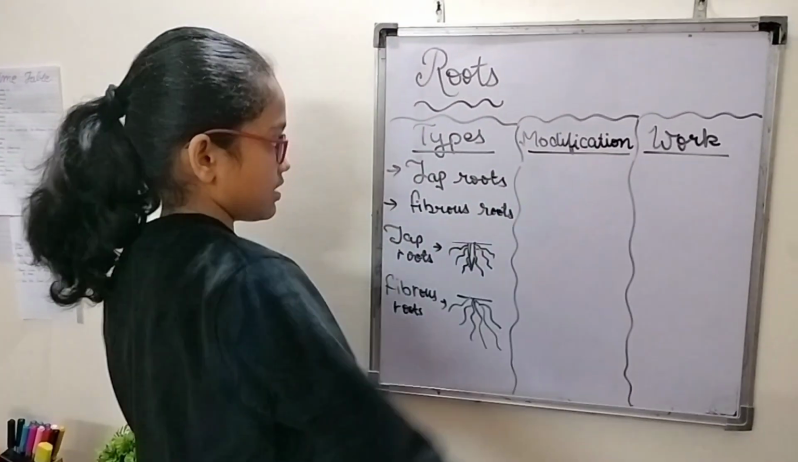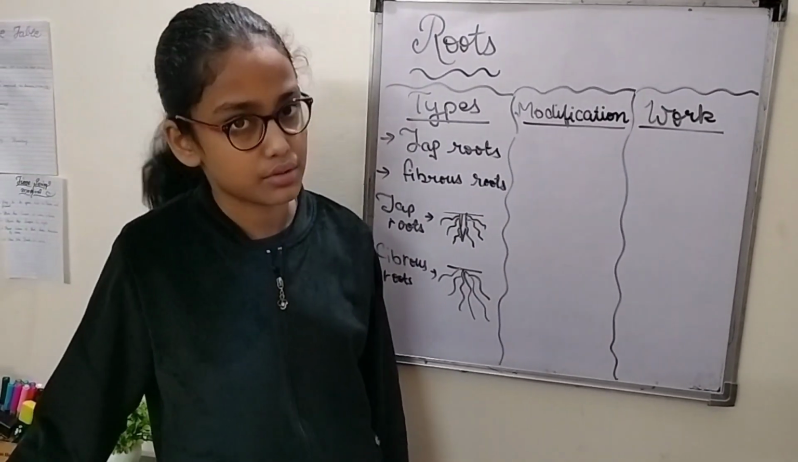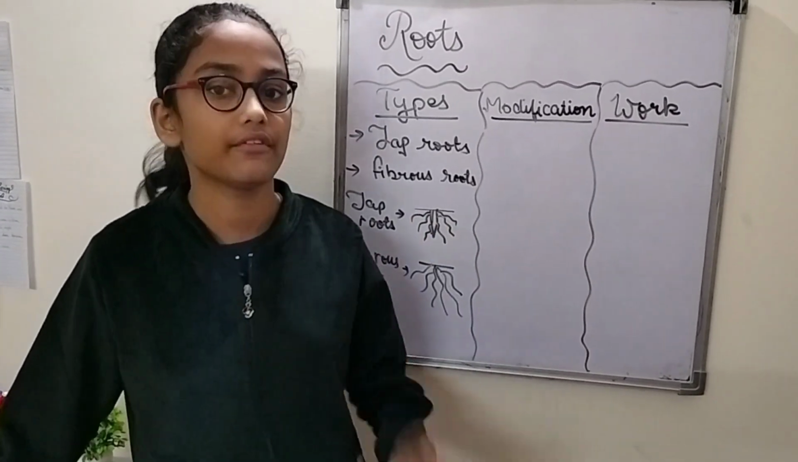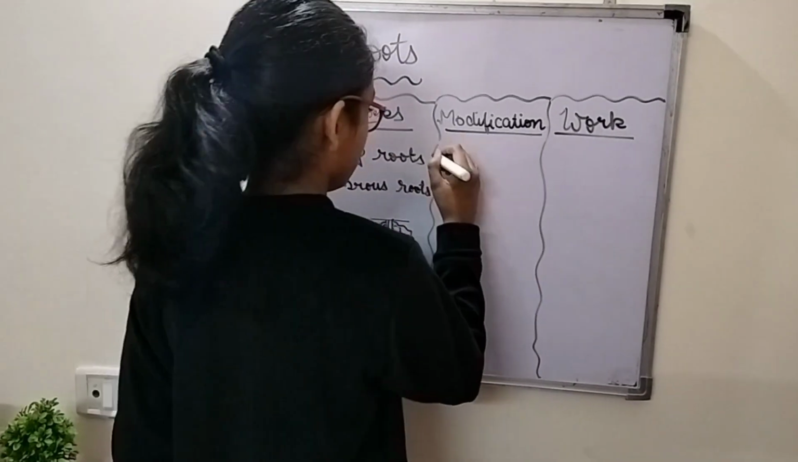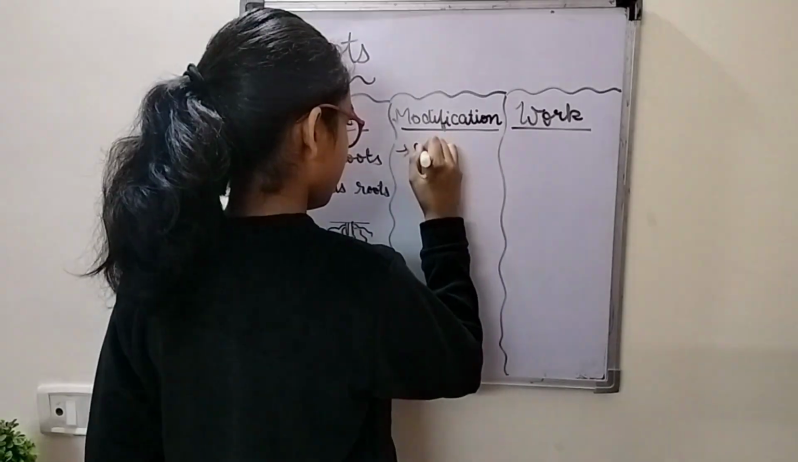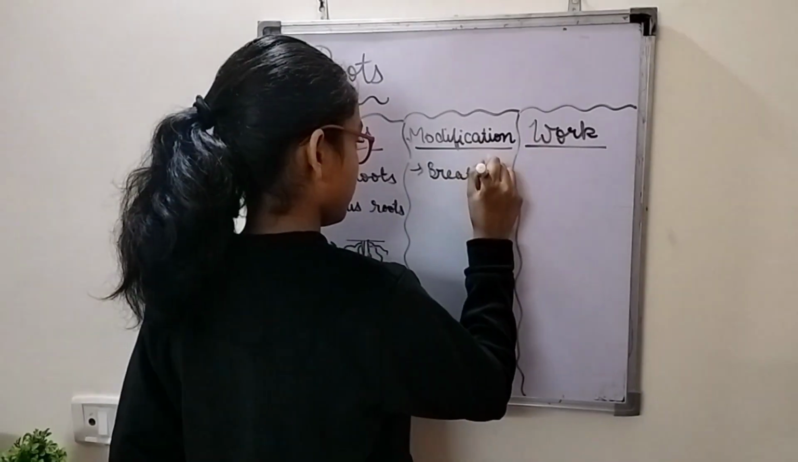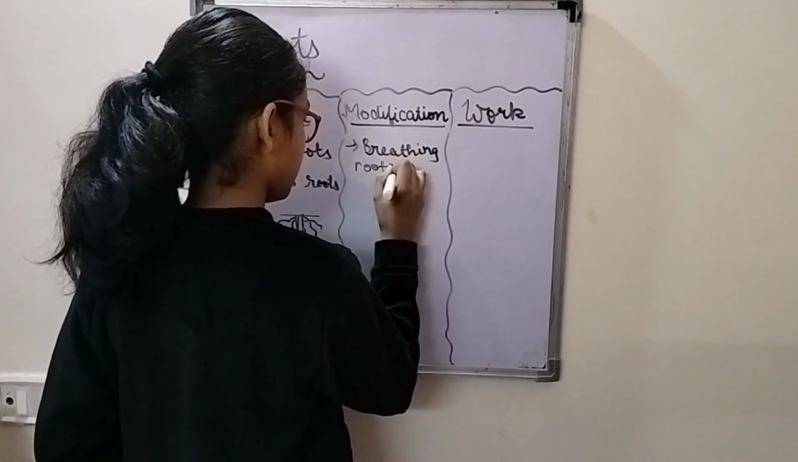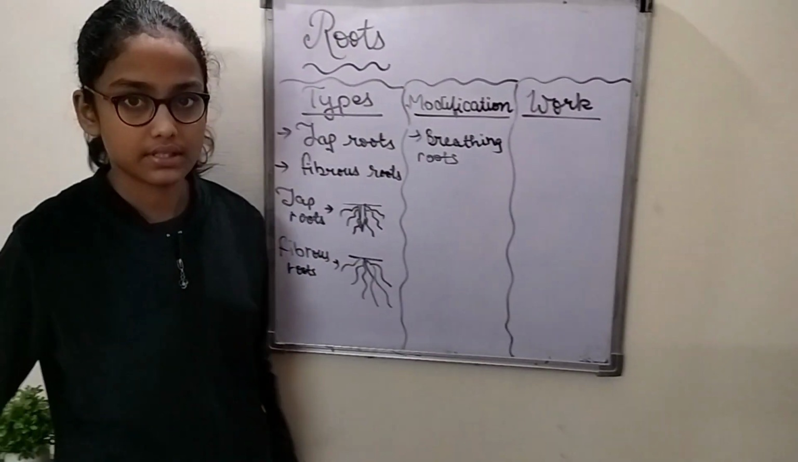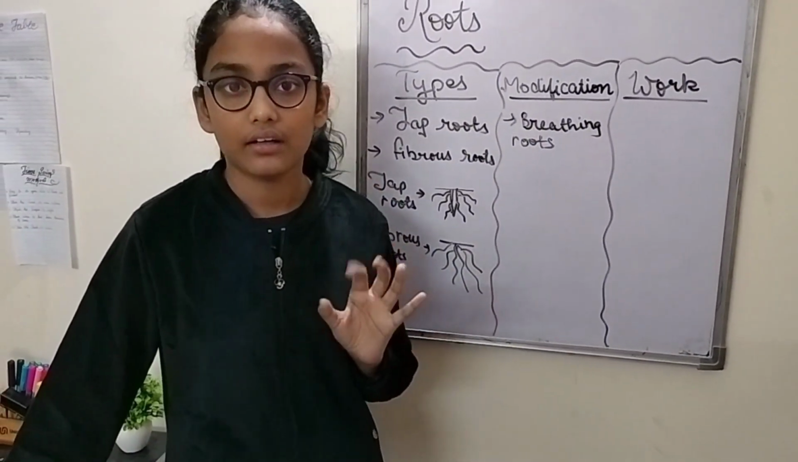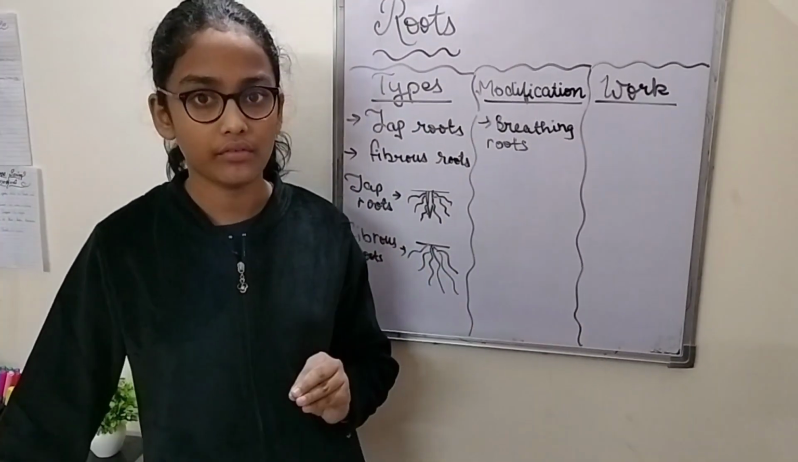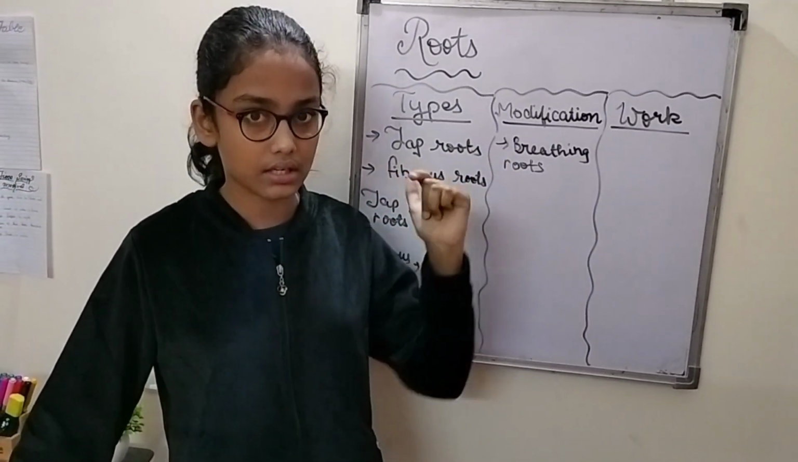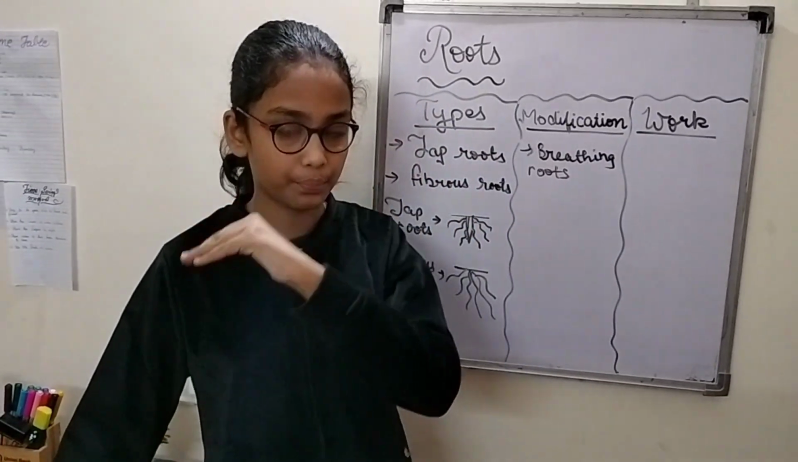Now, modifications. There are some modifications in roots which help plants to survive in their area. First is breathing roots. Let me write here. What are breathing roots? The mangrove tree. Have you ever heard of the mangrove tree? Mangrove trees always grow in marshy regions, so the roots come out of the soil to breathe.